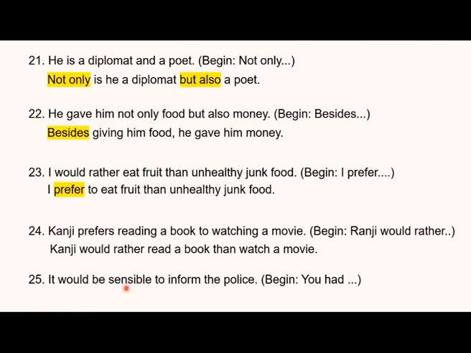Next one, it would be sensible to inform the police. Begin with "you had". Again, in one of my previous videos, I have specified how we write a sentence like this. When you have "you had", remember it is advice. It would be sensible to inform the police. "Had better" is a kind of modal, a kind of helping verb, which is used to give advice before the damage is done. So: you had better inform the police.